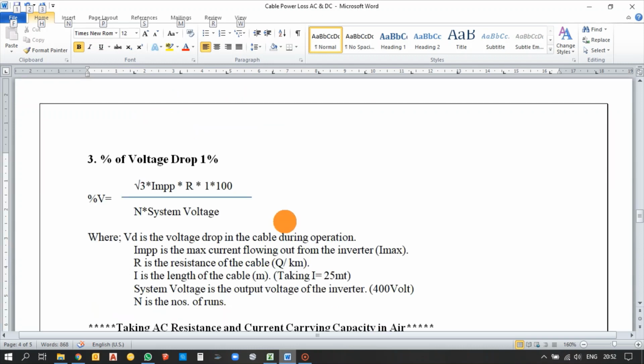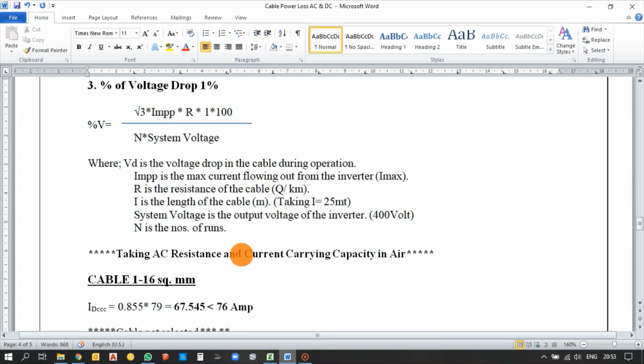And going for percentage of voltage drop, it should be less than 1%. Keeping it less than 1% will be more effective for generation. The formula would be root 3 IMP into R into L into 100 divided by N into system voltage. Here R is the resistance and L is the length of the cable you are laying, system voltage you selected is 400 volt, and N is the number of runs of cable you are laying from inverter to AC/DC. In case it is 1 run, you represent it as 1, or if 2, it should be 2.